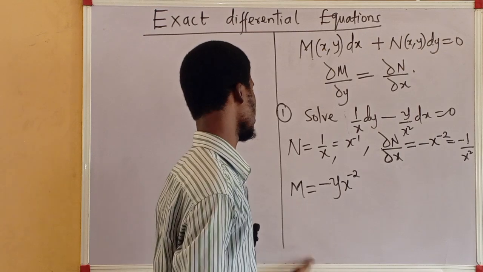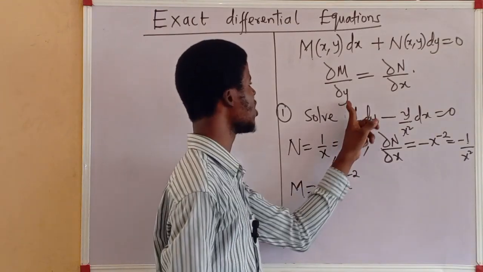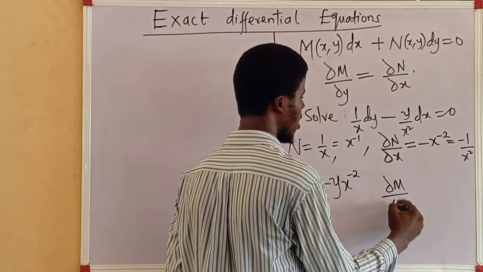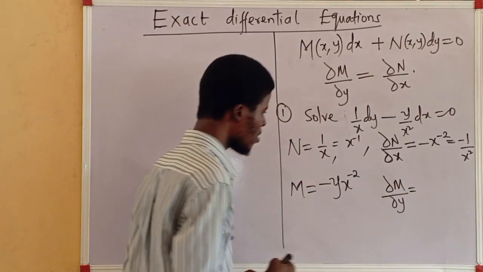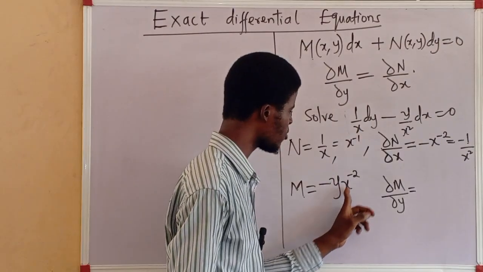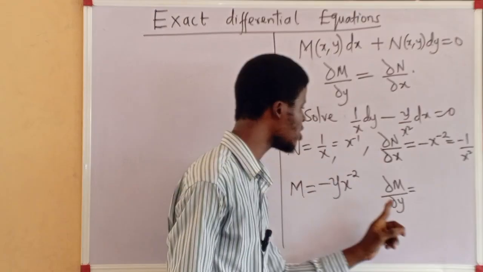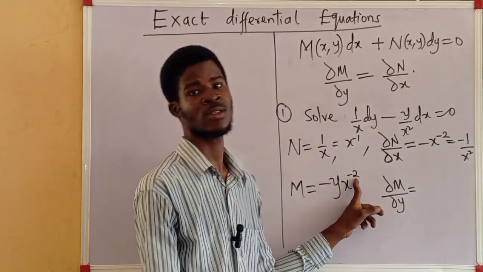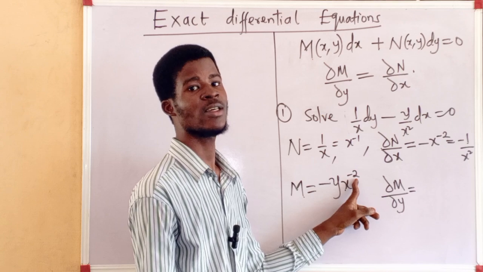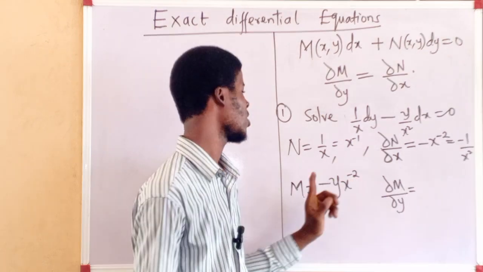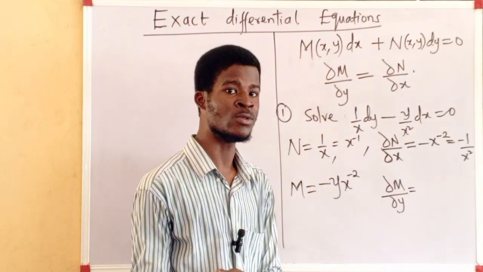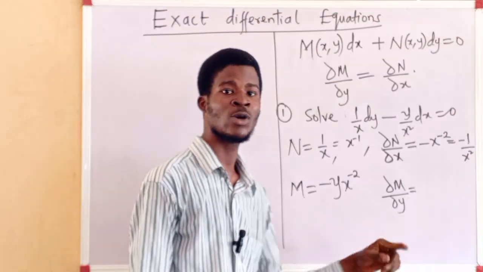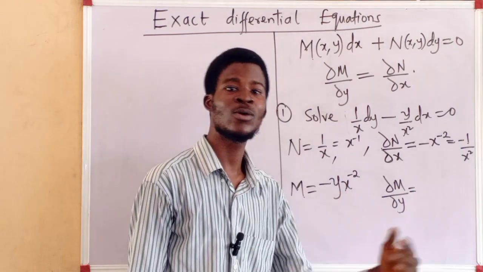Now, let us take the partial derivative of M with respect to y. So partial M partial y will be this. Here we have minus y x raised to the power minus 2. Since the derivative is with respect to y, that means we will take x raised to the power minus 2 as a constant. That is what it means. If we are taking partial derivative of a function of several variables, the variable that we are differentiating with respect to is what we are considering. All other variables will become constant.